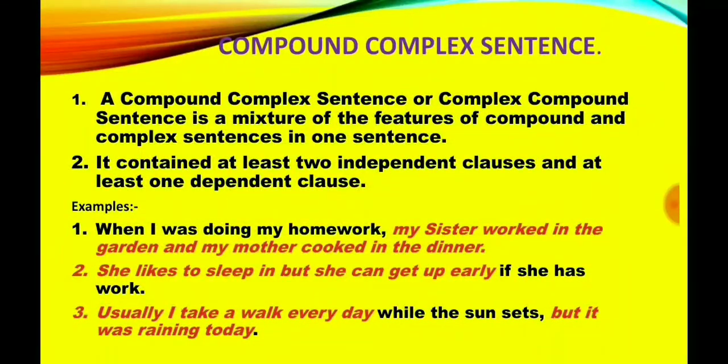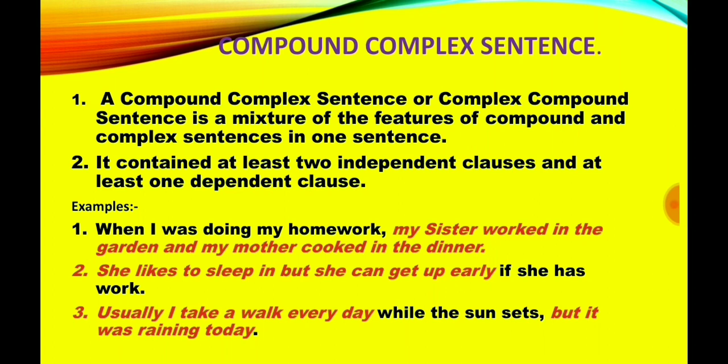Compound complex sentence. A compound complex sentence or complex compound sentence is a mixture of the features of compound and complex sentences in one sentence. Second point, it contains at least two independent clauses and at least one dependent clause. Example: When I was doing my homework, my sister worked in the garden and my mother cooked dinner. It contains two independent clauses. My sister worked in the garden and my mother cooked dinner, these two are independent clauses. And when I was doing my homework is the dependent clause.